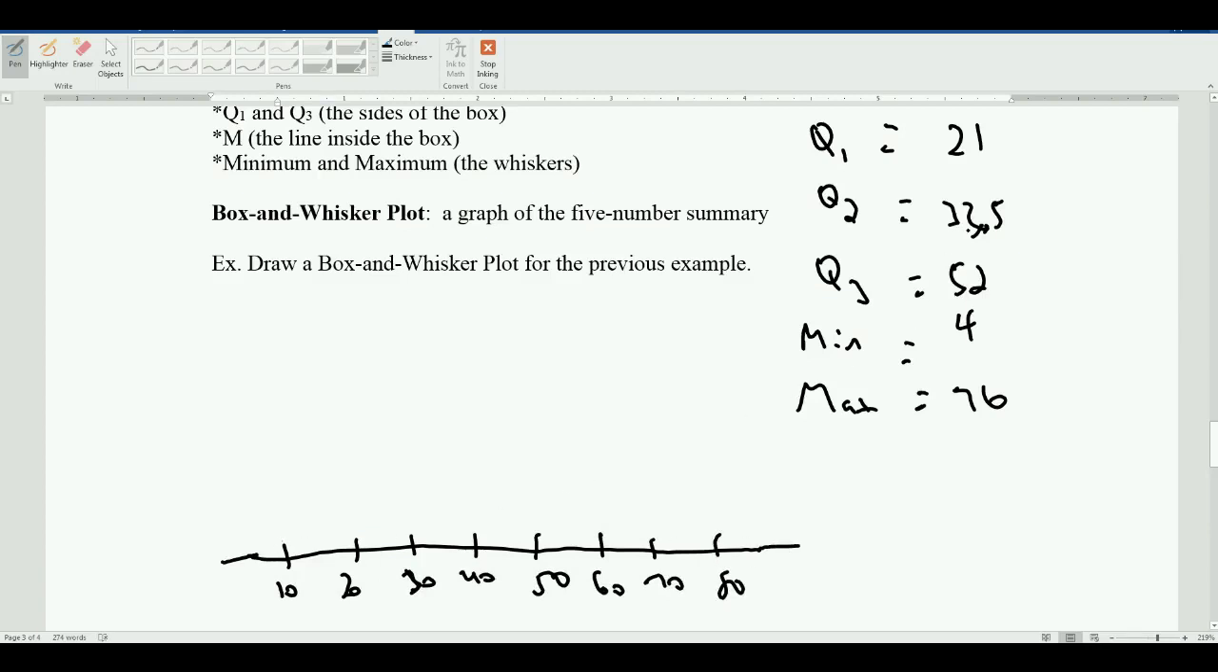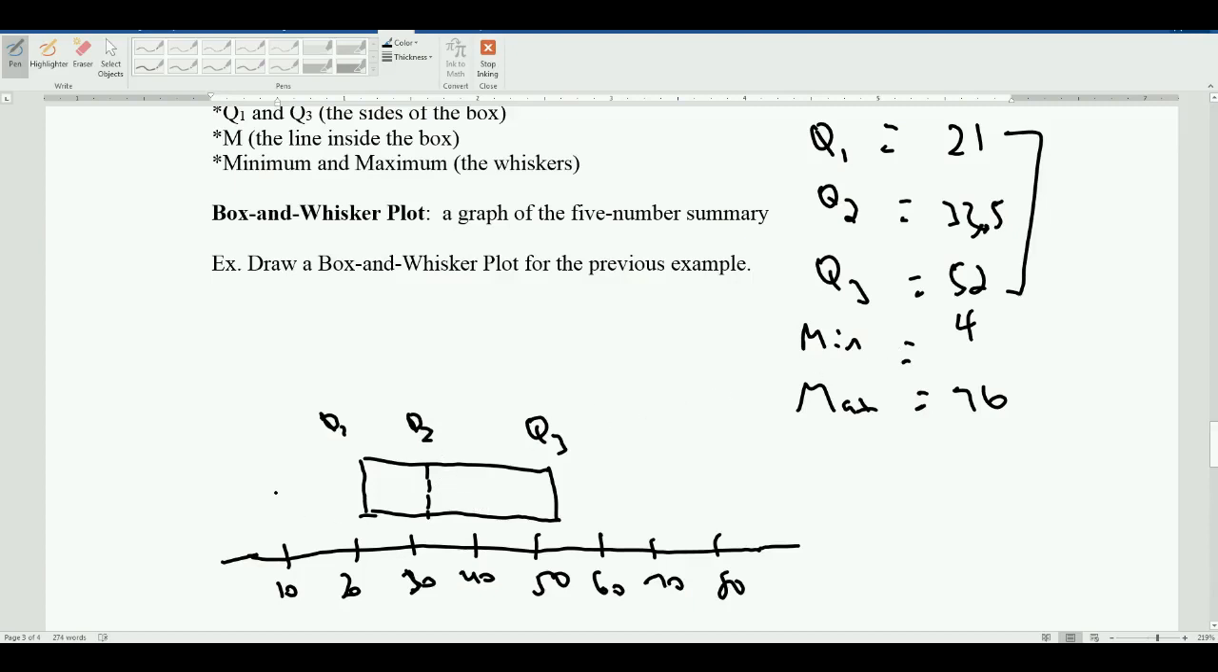So here we go. To do this box and whisker plot, we're going to draw a box. Q1 and Q3 are the edges of the box. That's where you start. 21 is about right there, and 52 is about right there. So there's your box. So that's Q1. That's your Q3. Now Q2 is 33.5. So I'm going to draw a line. I'm going to use a dotted line. I'm not sure what your book uses. It doesn't really matter. But that's your Q2.